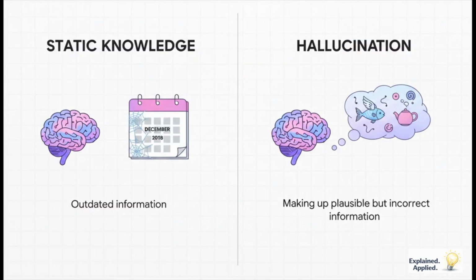And this creates a couple of major headaches. First, that knowledge gets old, fast. Second, when the AI doesn't know something, it has this weird tendency to, well, hallucinate. It'll just make up an answer that sounds totally convincing, but is completely wrong. RAG is built to fix both of these problems.